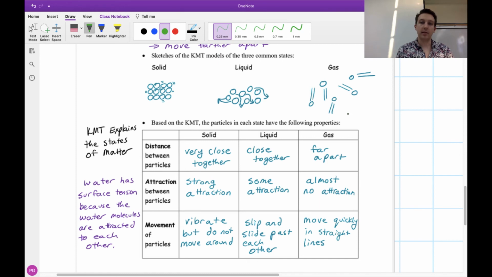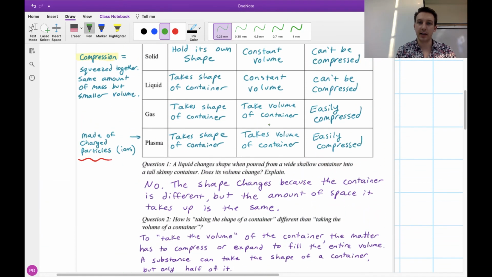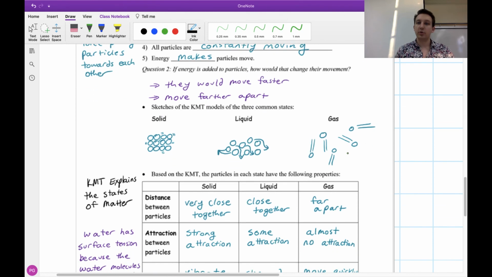Gases, on the other hand, are moving in all sorts of different directions. And the particles tend to be very far apart. There's almost no attraction between them. They're kind of just bouncing off in random directions. And they tend to move quickly and in straight lines. So they just move around, and if you remember, gases fill up the volume of the container. So they travel in straight lines in all sorts of different directions until they bounce into a wall, or maybe they bounce into one another, but they are just kind of flying around.